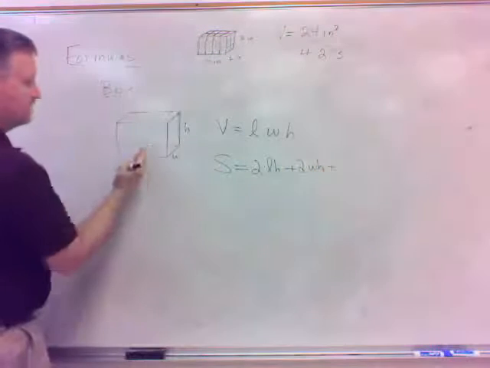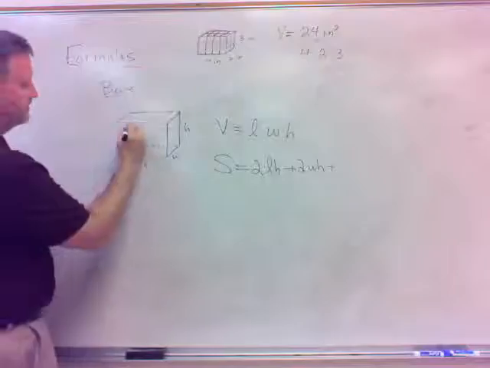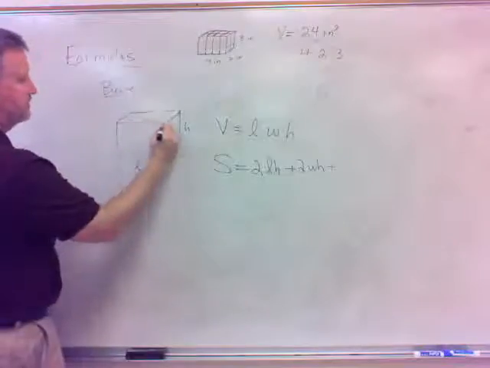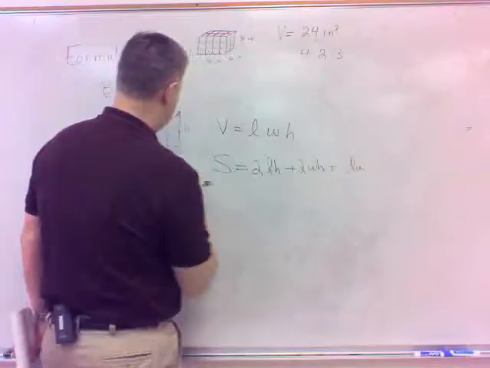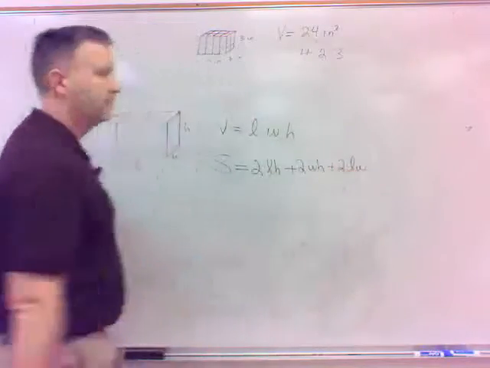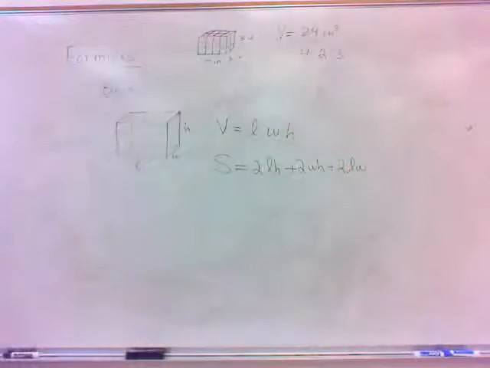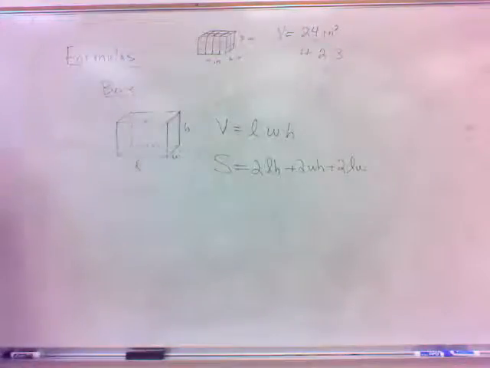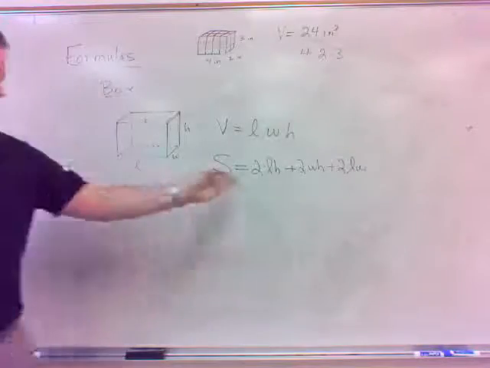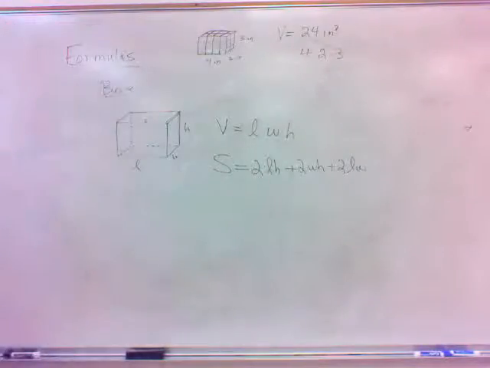And then that leaves the top and the bottom. Well, the top, that's L, and that's W. So that's LW, and then I've got another one on the bottom, so I've got also 2 LWs. The surface area of a box is this formula right here. Okay? So it's basically multiplying each dimension by the other dimension, multiplying it by 2.